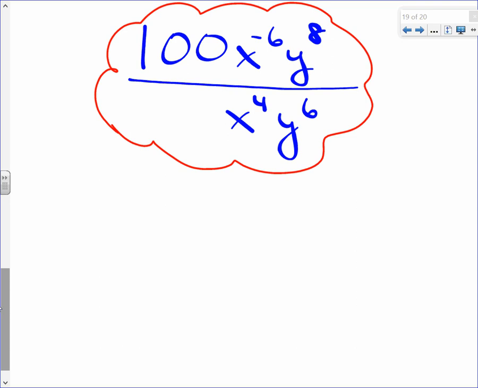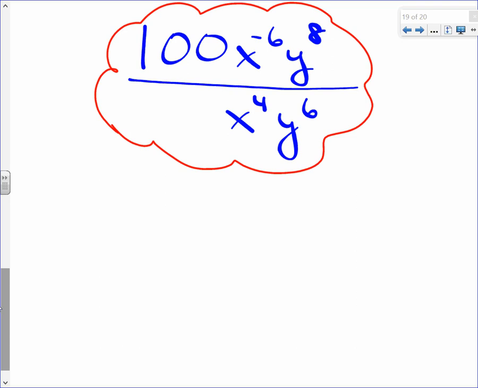What rule involves division and same base? Okay, same base, x and x. What rule is that? 1, 2, 3, 4, 5, 6, or 7? 4, which is quotient of powers. Quotient means division of 2 powers. What do I do with those exponents? Careful. You subtract them. So I'm going to take x to the negative 6 minus 4. And same thing here. Look at y and y. It'll be 8 minus 6.